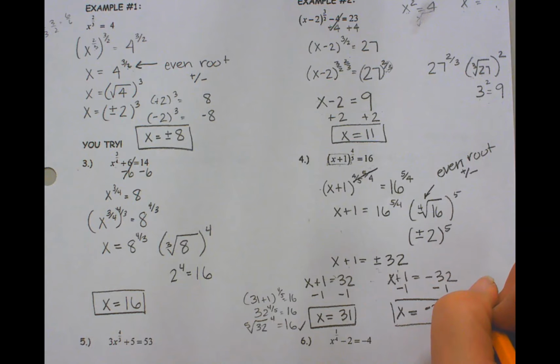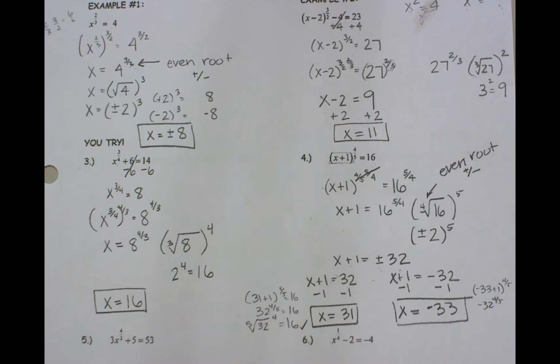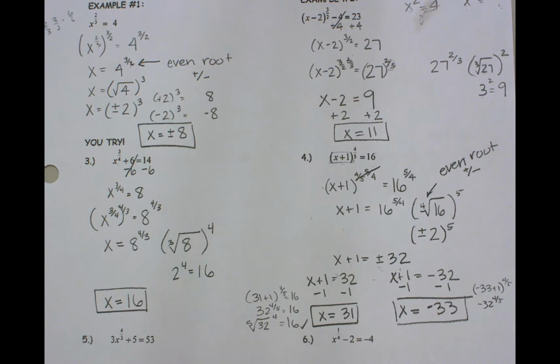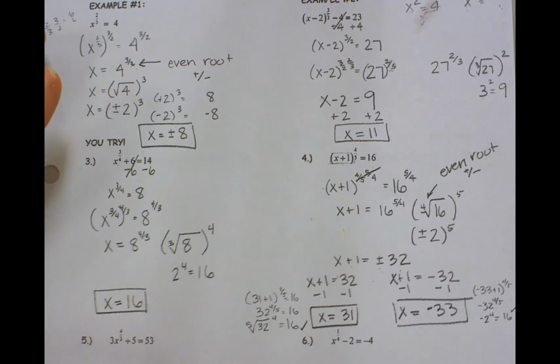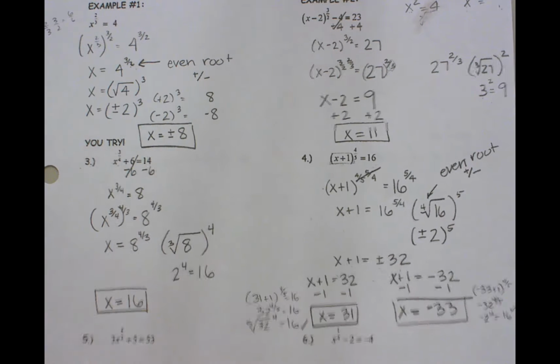And then if I do negative 33 plus 1, I get negative 32 to the 4/5. Well, then here the 5th root of negative 32 would be negative 2. And then when I raise that to the 4th, I would also get positive 16. So in this case, that solution would work as well.